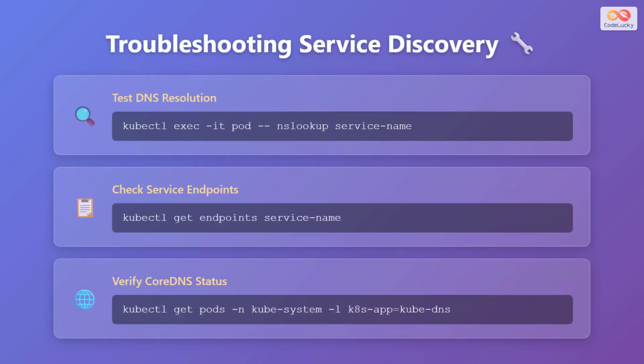When service discovery isn't working as expected, there are several troubleshooting commands you can use. To test DNS resolution, run kubectl exec -it pod -- nslookup service-name to verify that the service name resolves correctly. To check if a service has backend pods registered, use kubectl get endpoints service-name. This shows you which pod IPs are currently associated with the service. Finally, verify that CoreDNS itself is running properly by checking the pods in the kube-system namespace, using kubectl get pods -n kube-system -l k8s-app=kube-dns.